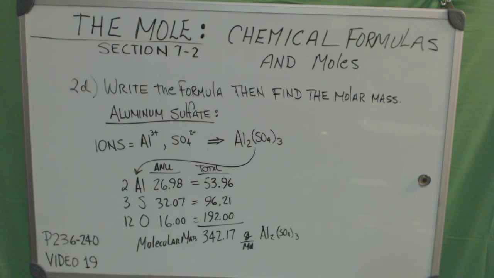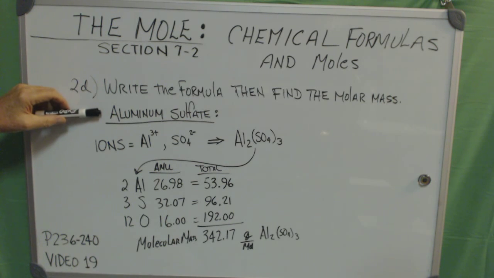Here's an example of the second group of problems that we have to do, where they ask us to write the formula and then find the molar mass of that molecule or compound. Okay, so we had many listed. This one is aluminum sulfate.